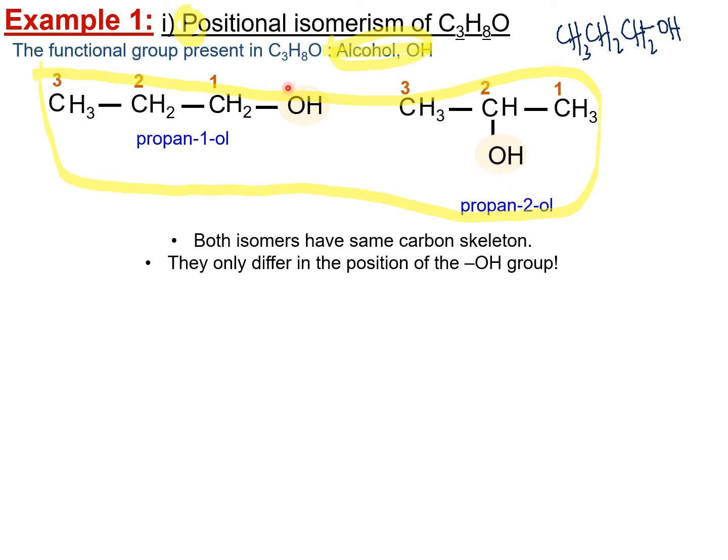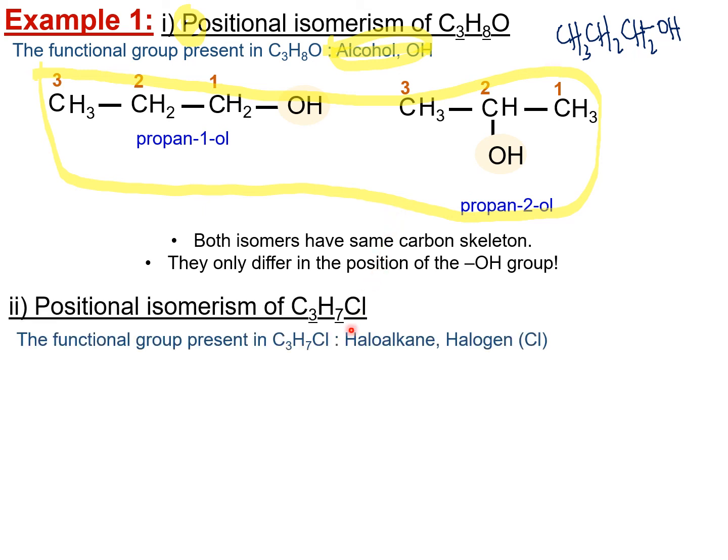Okay, what if I letak OH kat belakang ni? Kalau I letak OH kat belakang ni, this carbon will count as carbon number 1. So it's just the same. Cumanya untuk buat perubahan, kita kena letak OH ni dekat carbon tengah-tengah, carbon number 2, barulah legit positional isomers.